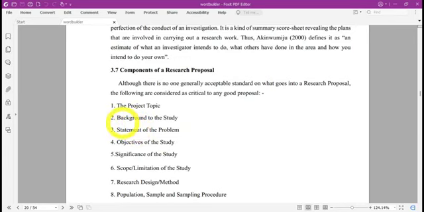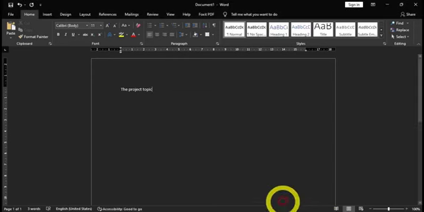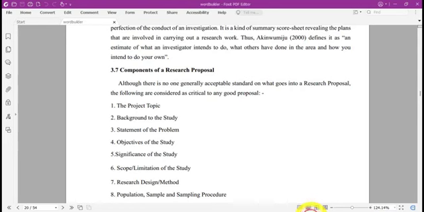The second one is background to the study. The study you're working on has a background. That's where the literature review comes in. You look at the background, things you know about that particular topic, and things that you need to know too.